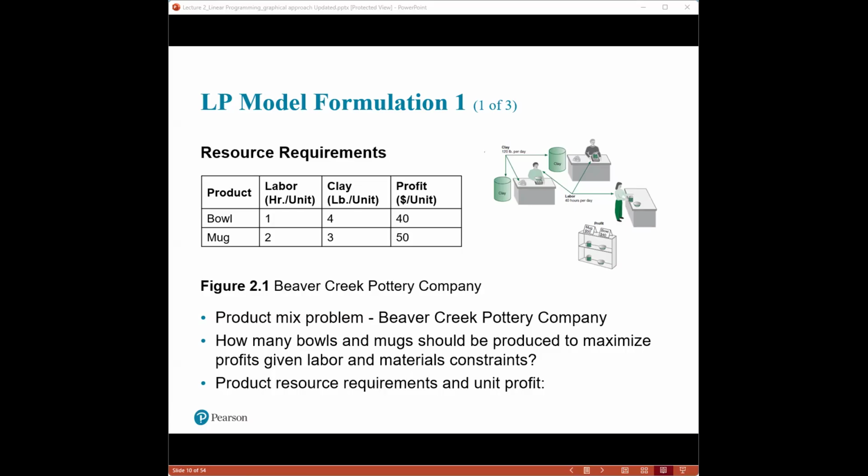This column is for labor. 1 X1 plus 2 X2 is less than or equal to 40. So that is our labor constraint. 1 X1 plus 2 X2 is less than or equal to 40. This is the labor constraint.